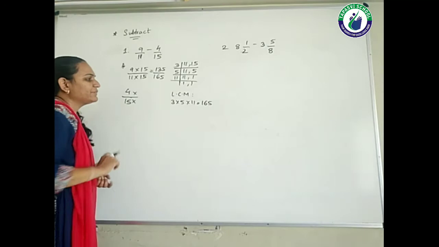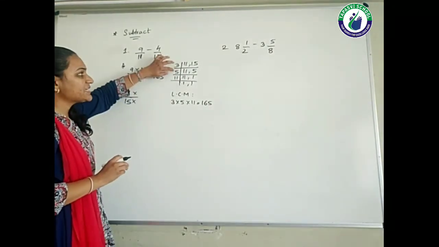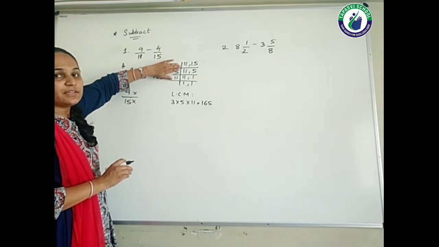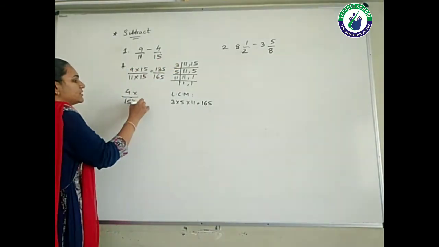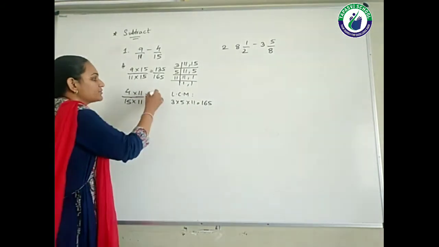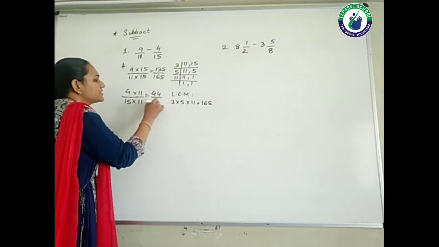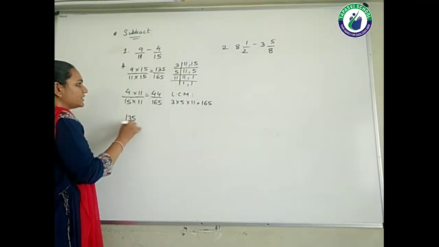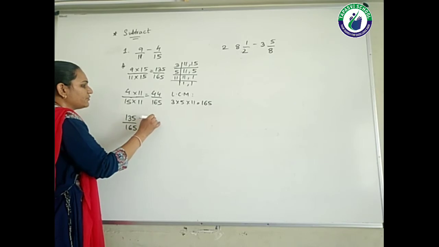Now taking the other fraction, that is 4 upon 15. Which number will multiply 15 to get 165? See, 3 5s are 15. So 15 is occupied over here. Now which number is remaining? 11. So the same number needs to multiply the numerator also. So 4 11s are 44, students, upon 165. Now what we are supposed to do, we need to do the subtraction. So 135 upon 165 minus 44 upon 165.